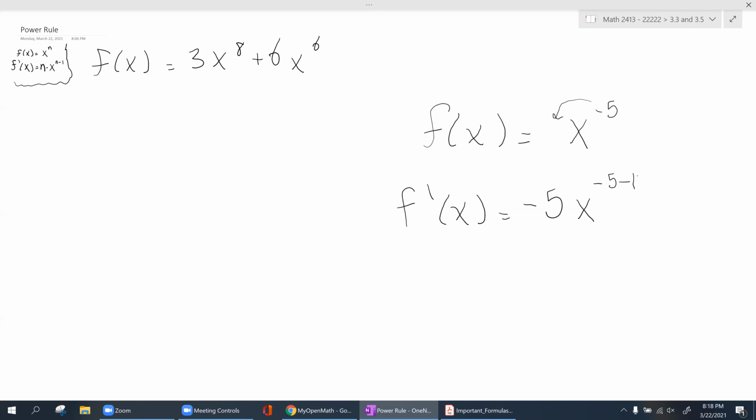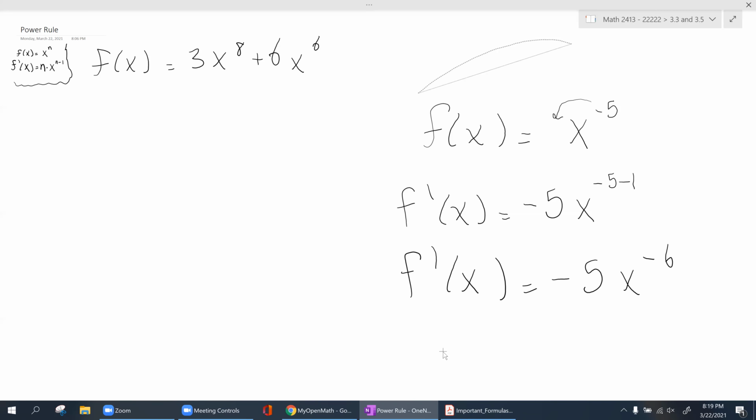A lot of the error happens here, whenever you're dealing with negative numbers. Remember, that's not going to be negative 4. It's going to be negative 5 minus 1. You're going to the left. So f prime of x is equal to negative 5x to the negative 6.